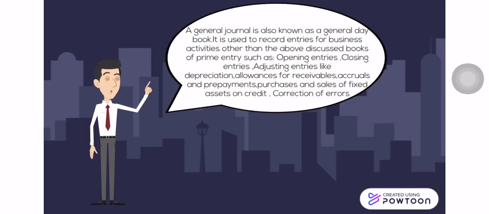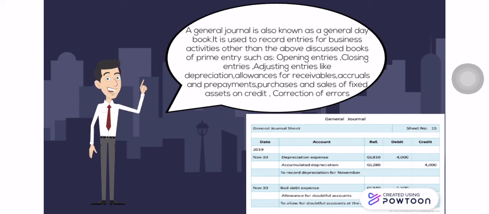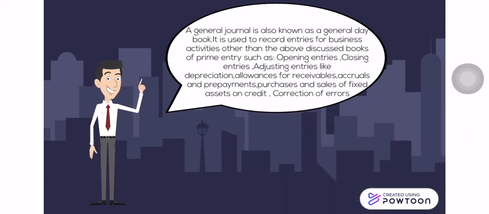A general journal is also known as a general daybook. It is used to record entries for business activities other than the books of prime entry discussed above, such as opening entries, closing entries, adjusting entries like depreciation, allowance for receivables, accruals and prepayments, purchase and sales of fixed assets on credit, and lastly, correction of errors.